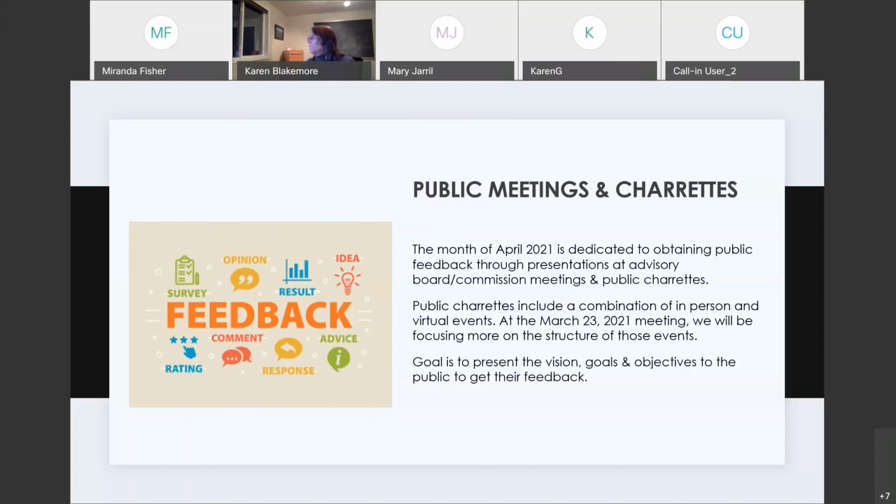We can do flyers, encouraging people to either come in person to a charrette or give feedback on our website. I think there's a lot of creative ways that we can use the old ways that charrettes were done, as well as incorporating the virtual setting.